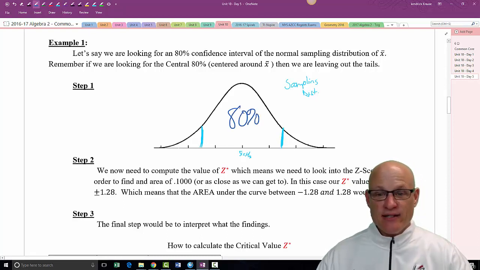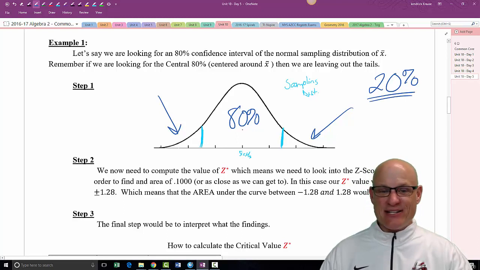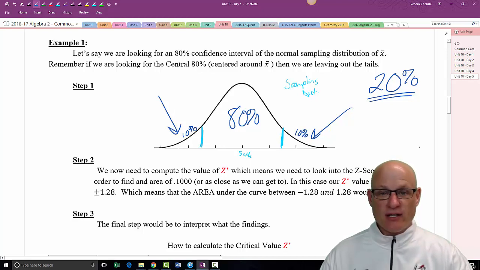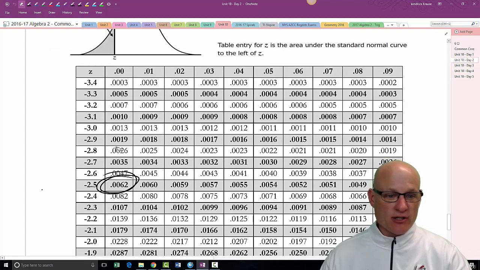Now the key to all of this is 80%. Well, if that's 80%, this part over here on the right and this part over here on the left have to add up to the missing 20%. And since I want this thing centered, this needs to represent 10% of data, and this needs to represent 10% of data. So what I want to do is find a Z-score that's going to give me a 10% tail. So all I have to do is look up 1 because they're going to be about the same. So I go here in my table and I want to look up 10%.